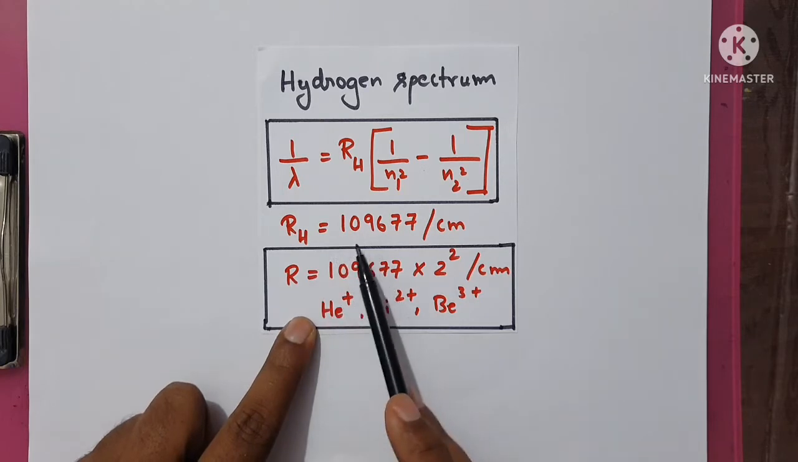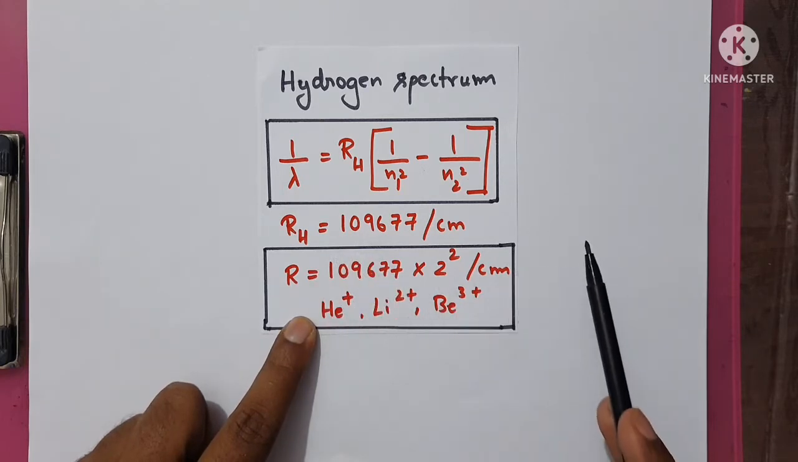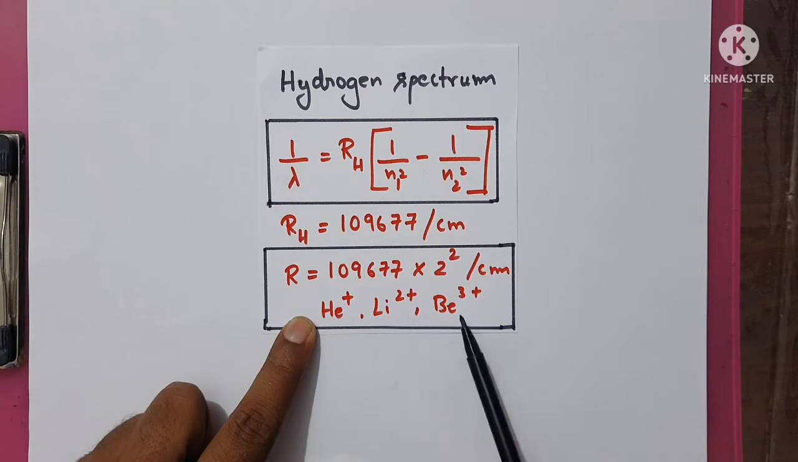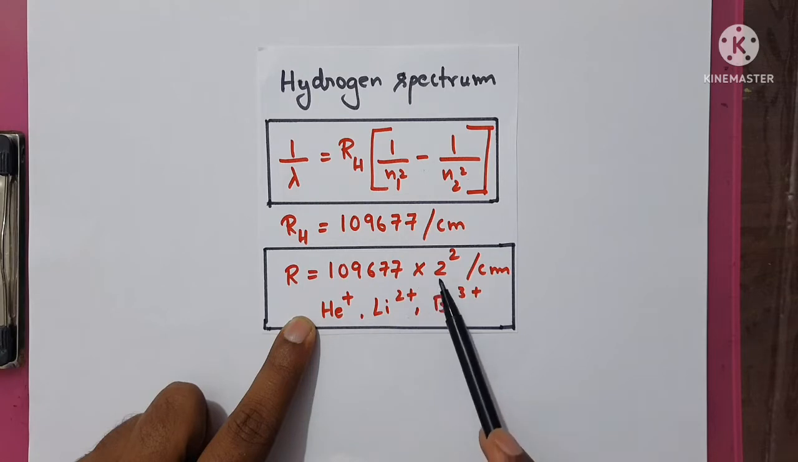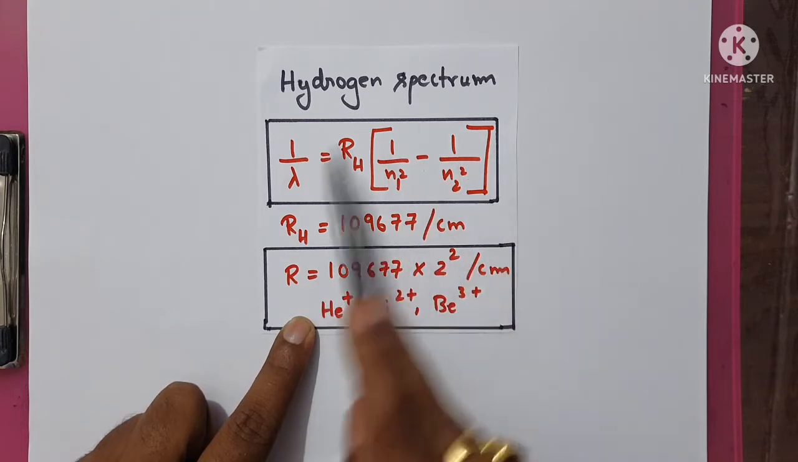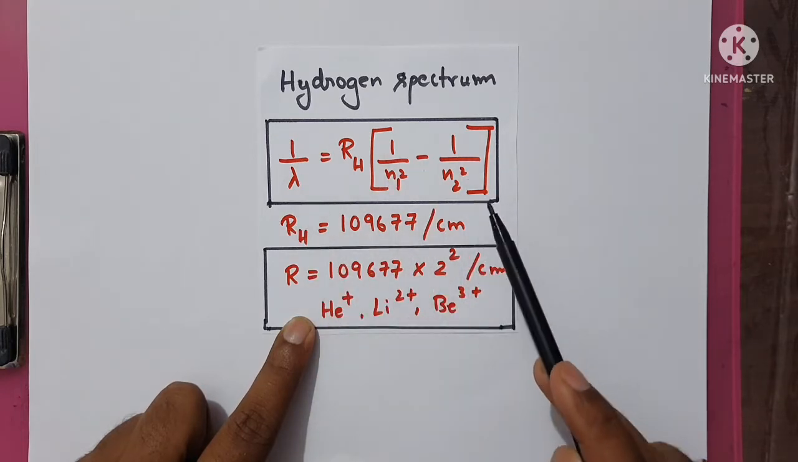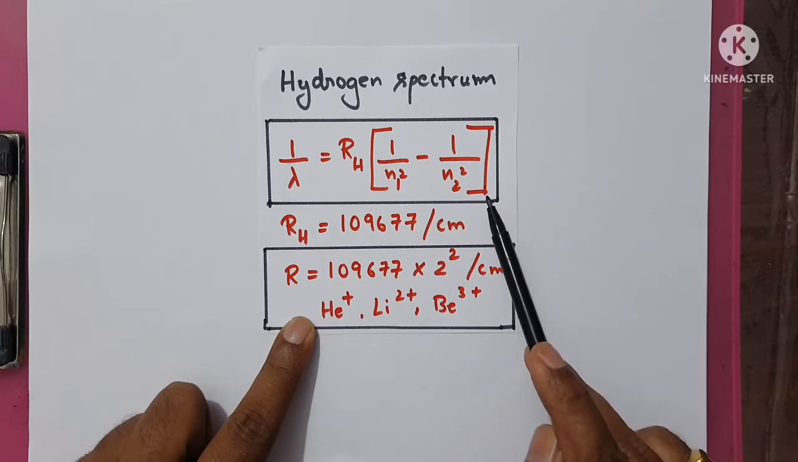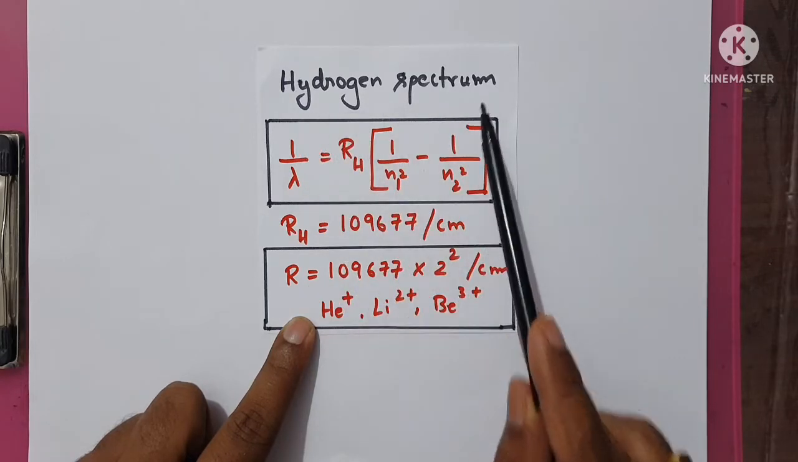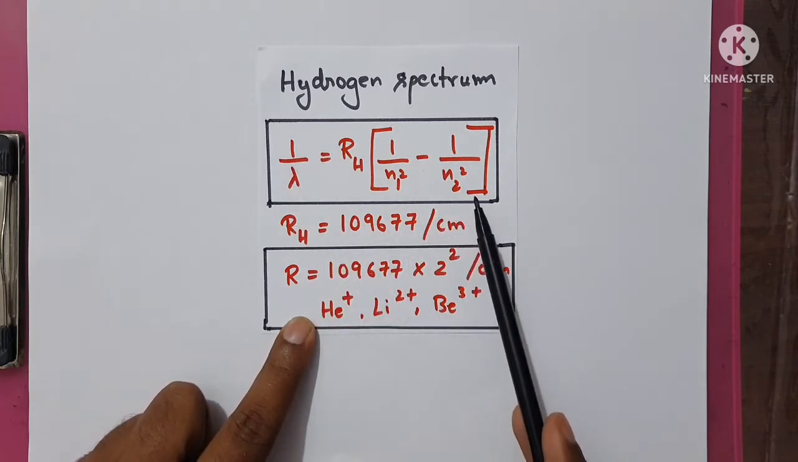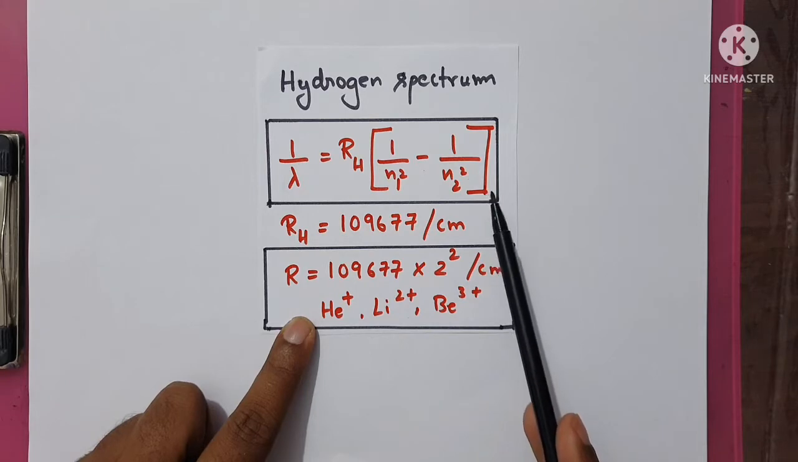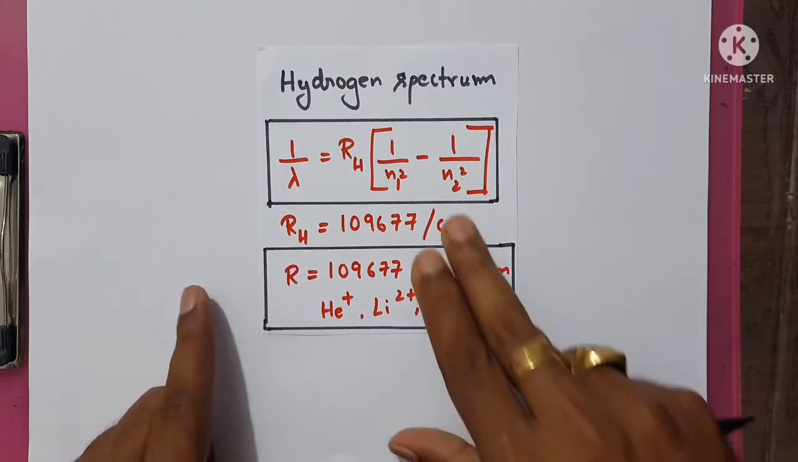There is one more formula that you need to remember. This RH value is not the same for elements like helium, lithium, beryllium. At that time, you have to take 109677 into Z square, where Z is the atomic number of the other ions. So make a note of this Rydberg equation, which is very important to solve the questions based on hydrogen spectrum. With the help of this formula, we can find the wavelength and calculate the frequency, and there is one more chart which I am going to share with you right now.